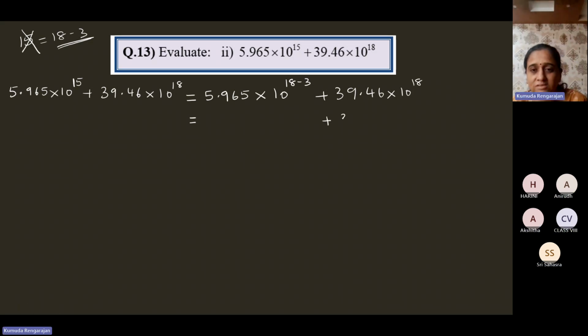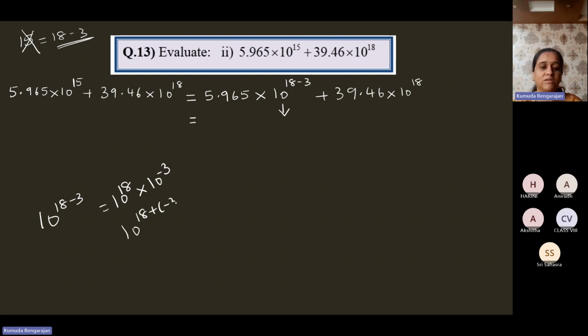See this one, we're going to write everything as it is, except this, we're going to write the earlier step. 10 to the power 18 minus 3. The earlier step should have been 10 to the power 18 into 10 to the power minus 3. Because bases are same and it's multiplication, so you'll add the powers. 10 to the power 18 plus minus 3. So it's 10 to the power 18 minus 3. I told you we'll use the operation multiplication, not division.